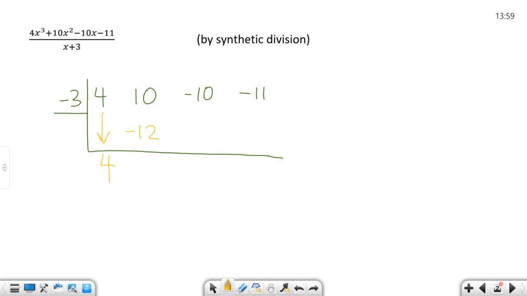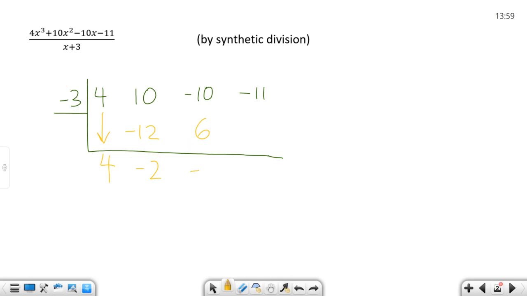We'll see that later when we do some long division problems. So 10 minus 12 is going to be negative 2. And then we start the process again. We say negative 3 times negative 2. That's a positive 6. We're going to add these together again, meaning don't change the sign.